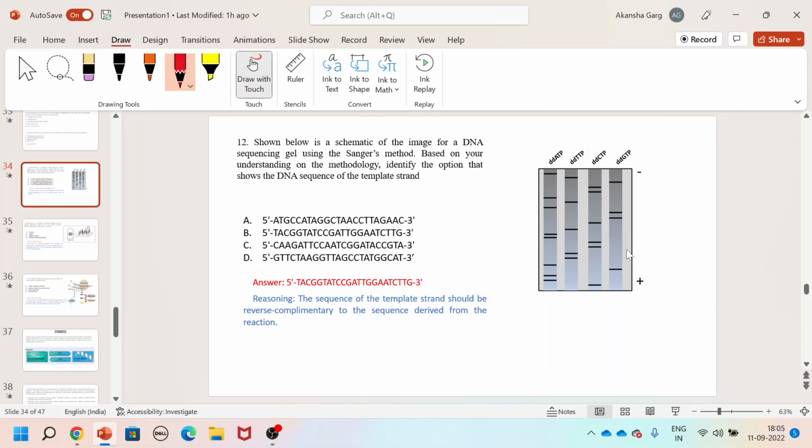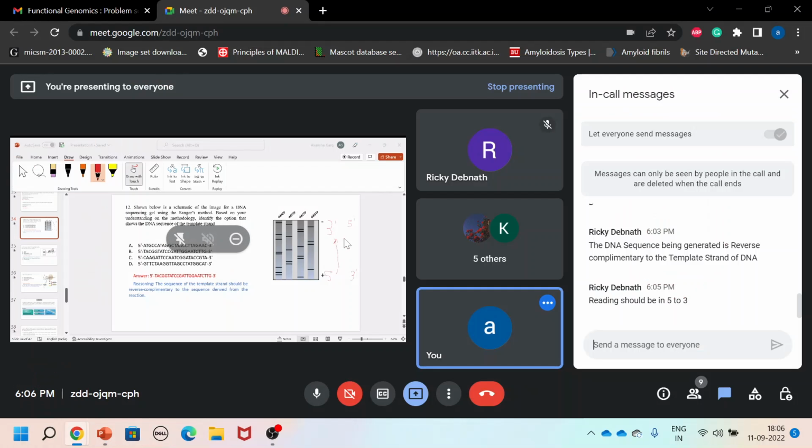So when we are reading this, this is the 5' end, right? And this is the 3' end, of not the template, but of our readout, which is the newly synthesized DNA. This means for our template, this will be the 5' end, and this will be the 3' end. So whatever sequence you are getting from here by reading 5' to 3', I am talking about the template strand. Reading should be in 5 to 3. So what is the doubt then? Is it clear, Ricky? Or is it clear to others?